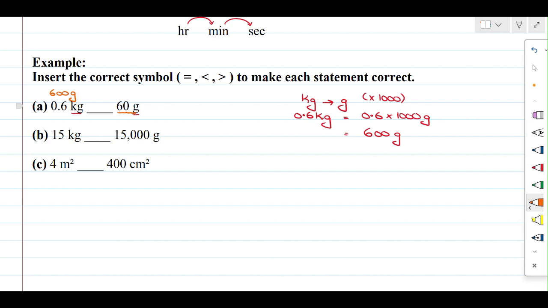and this is 60 grams, 600 grams and 60 grams. Now both are in grams. Now what is the relation between 600 and 60? 600 is greater than 60, right? Okay, now let's do the second example.